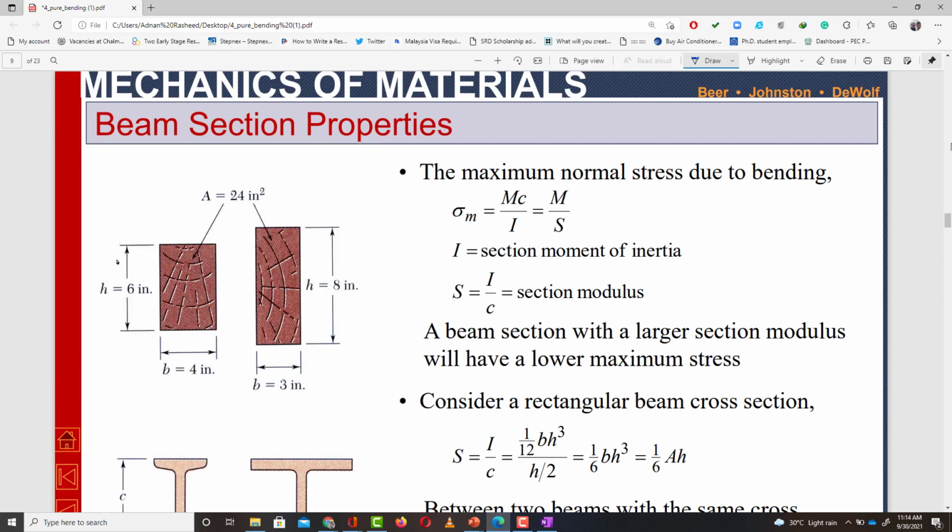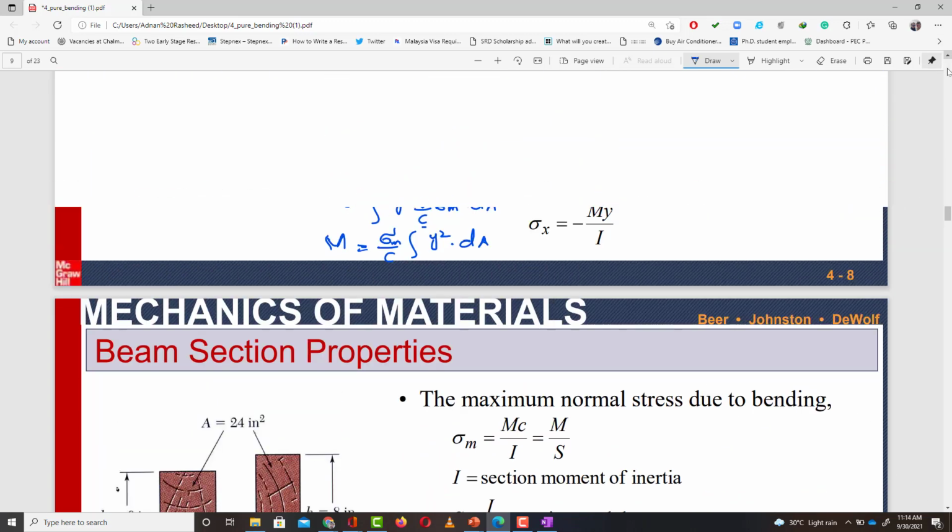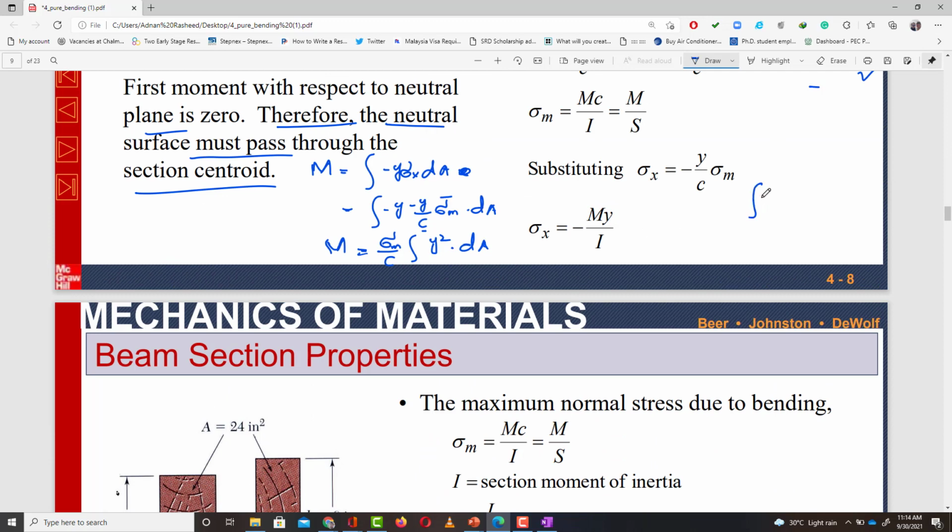And we represent this integral of y square into dA as I. So I will just write M is equal to sigma m over c into I. Clear?